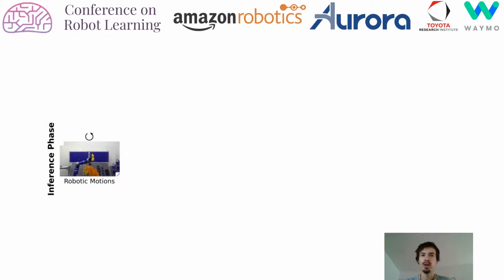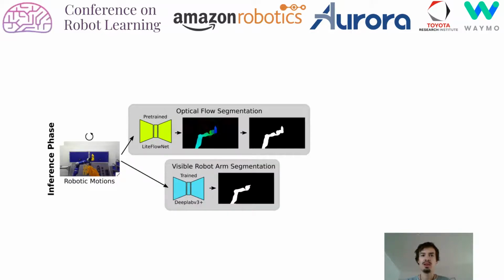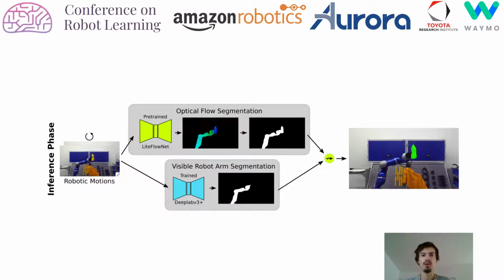During inference, we can directly segment unknown grasped objects from the manipulator. Thresholded optical flow again yields all moving foreground, and our trained robot arm segmentation network identifies the manipulator. Hence, everything in motion and not identified as robot arm is denoted as object.